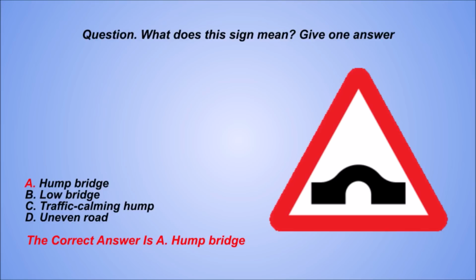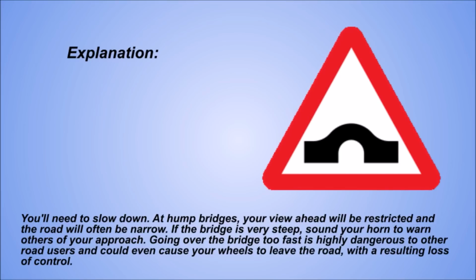Hump bridge. Explanation. You'll need to slow down. At hump bridges, your view ahead will be restricted and the road will often be narrow. If the bridge is very steep, sound your horn to warn others of your approach. Going over the bridge too fast is highly dangerous to other road users and could even cause your wheels to leave the road, with the resulting loss of control.